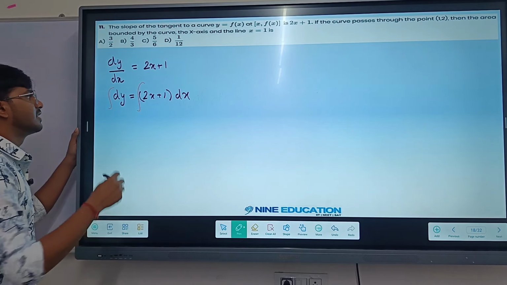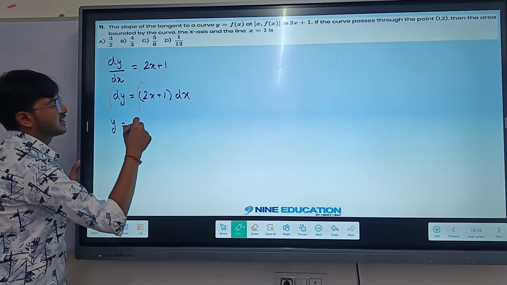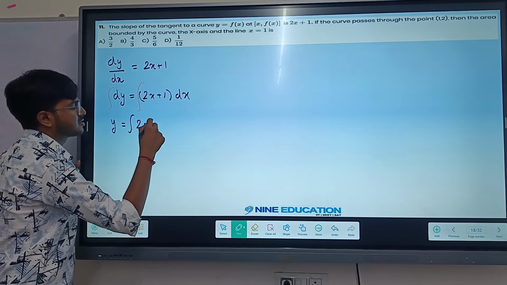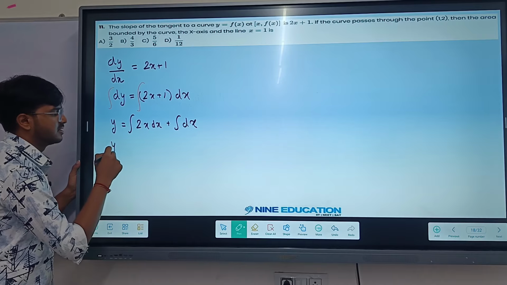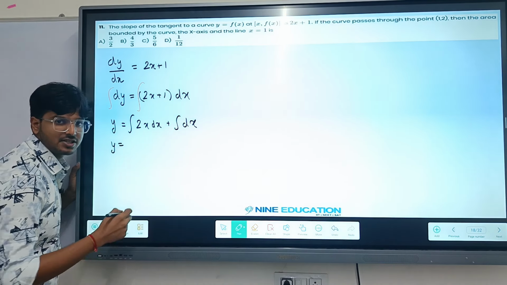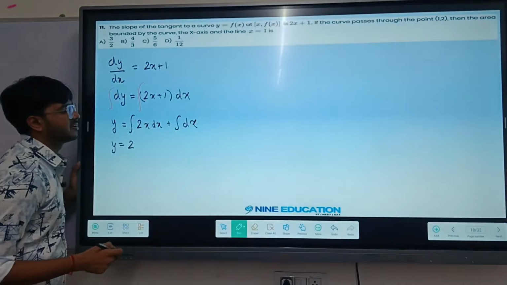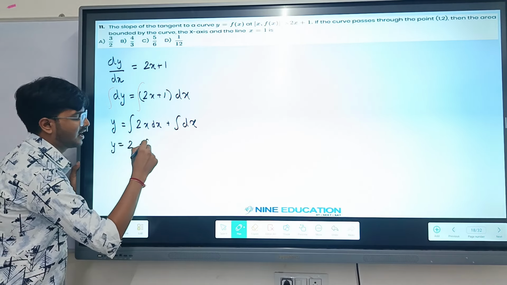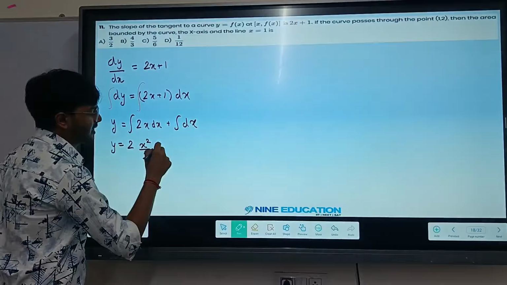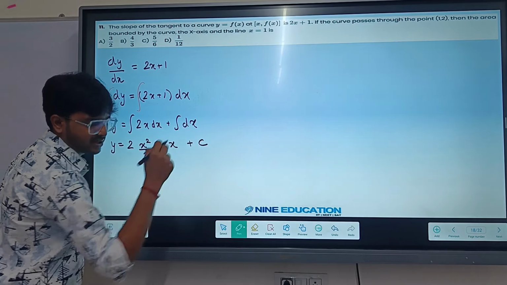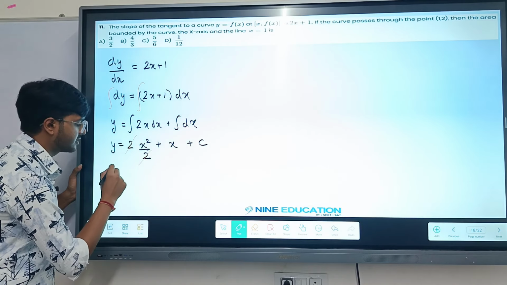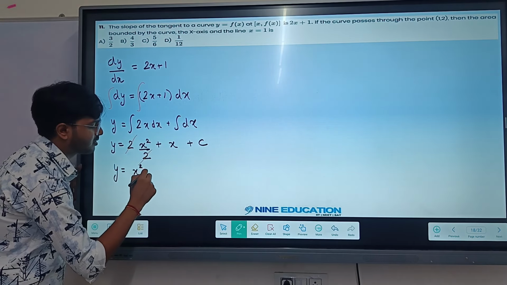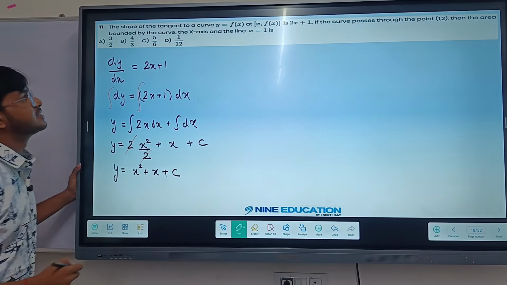Integrate both sides. Integration of dy is y. Integration of this can be written as integration 2x dx plus integration 1 dx. What is integration of 2x? 2 common. What is integration of x dx? X square by 2 plus x, plus since this is indefinite integration, there should be c here. 2 cancel. What will we get? Y equal to x square plus x plus c.